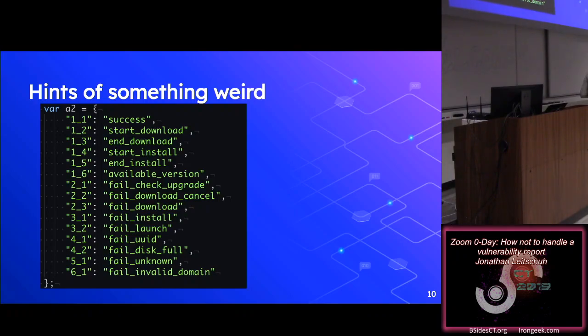What I found out was that the response this web server gave you was an image of a certain pixel dimension, and based upon the pixel dimension, you would return one of these error codes. A 6x1 image was a fail, invalid domain. A 1x1 image was success. I was like, okay, this is weird. Why are they giving data back over an image? That seems really weird.